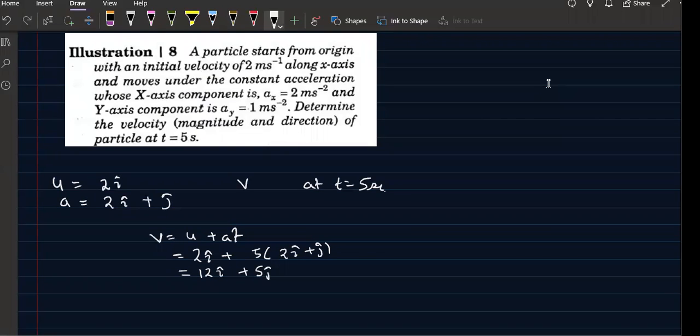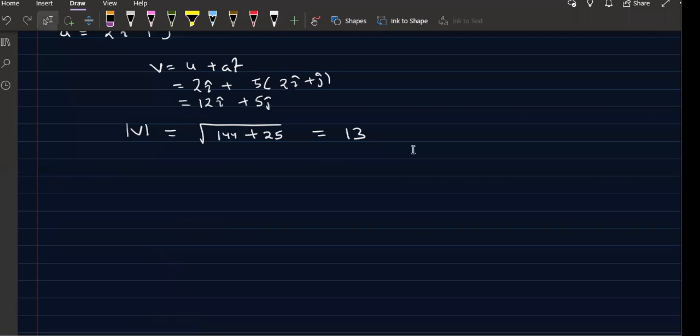Yes, everyone, very good. So magnitude of V is equal to root of 144 plus 25, which is 169. Root of 169 is 13. Okay, everyone? Okay, very good. So I hope all of you are getting the hang of motion in 1D and 2D.